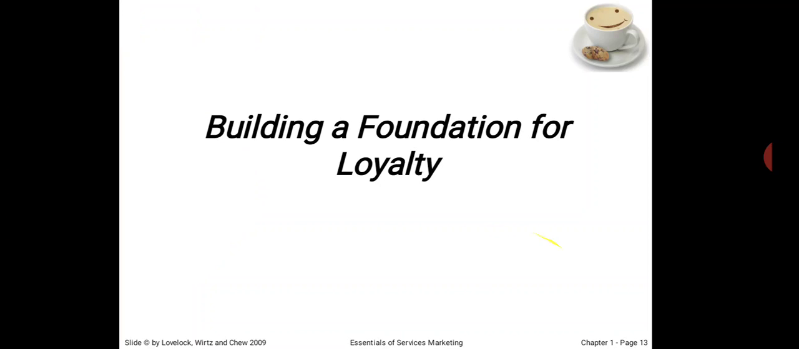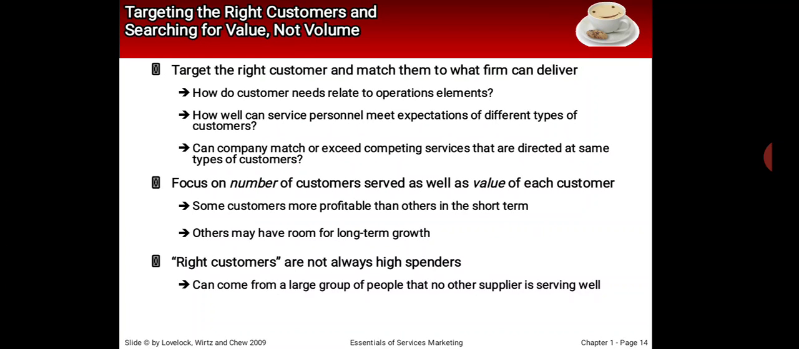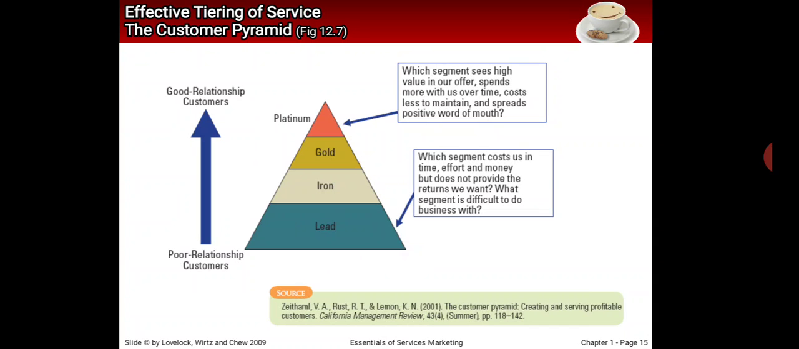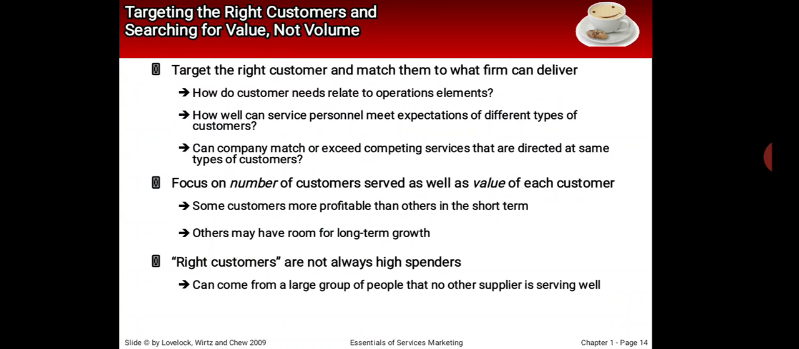Building a foundation for loyalty, as we discussed, is the first step. That includes targeting the right customer and searching for value, not volume, right? Here, first of all, we try to target the right customer from the market and try to create value, not volume, for them. Focus on the number of customers served, as well as the value of each customer. And the right customers are not always high spenders. Also, we have to understand the condition: a right customer is not always a high spender.